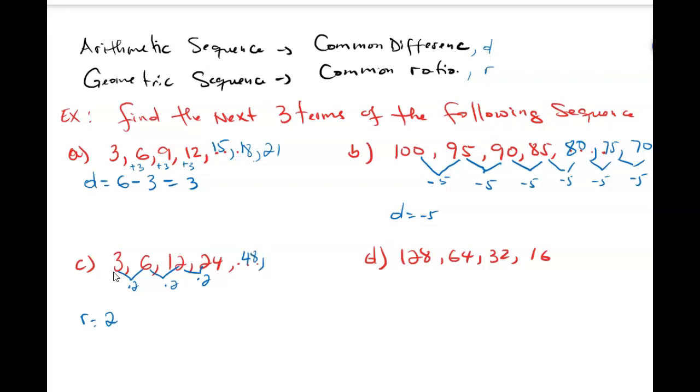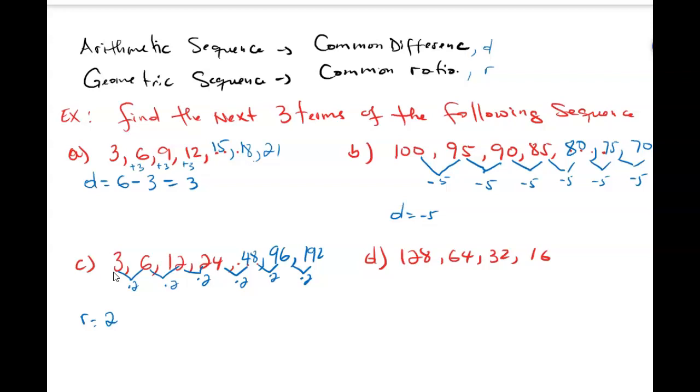48 times 2 is 96. And 96 times 2 will be about 192. So we times 2 here, times 2 here. Okay, so that's all. You find the common ratio first, then you follow that same pattern of that sequence.